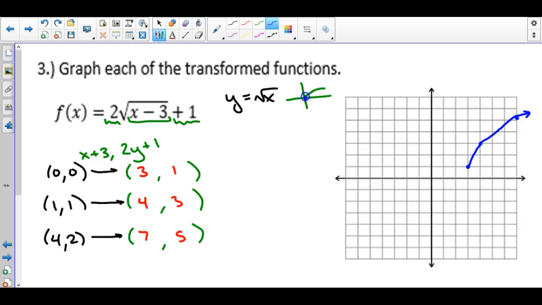So notice right away I don't start at the origin. I'm starting over 3 and up 1. And again, that's because of these 2 translations that occur. And then I have the dilation of 2, which stretched my graph out.